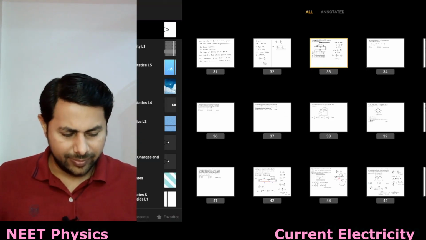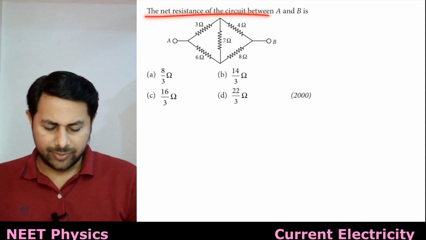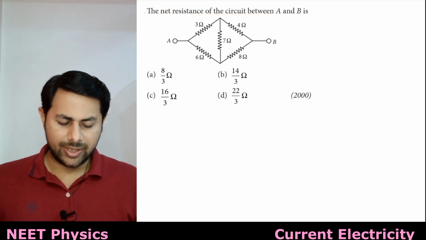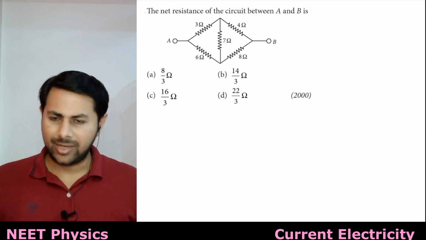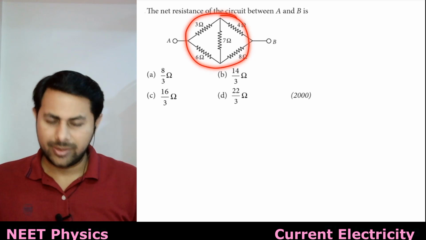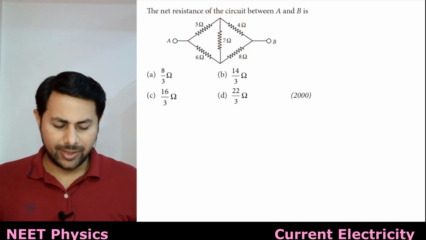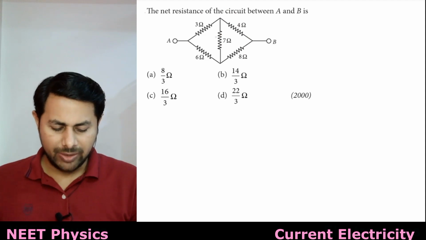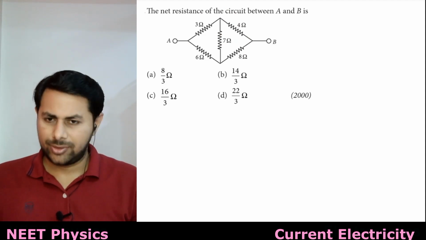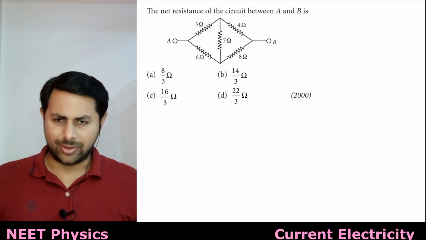Okay, so this is simple. Then let's see this one. The net resistance of the circuit between A and B is. So there have been questions like this. So you have this bridge network. You can see that, and instead of galvanometer, what's connected there? You have connected a 7 ohm resistor. So the trick to solve this kind of question is see if the bridge is balanced or not.